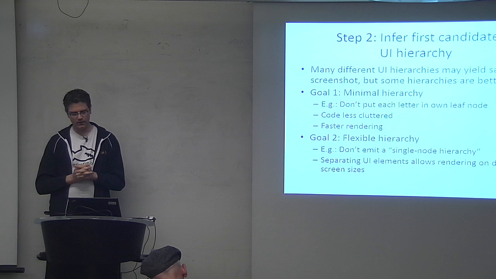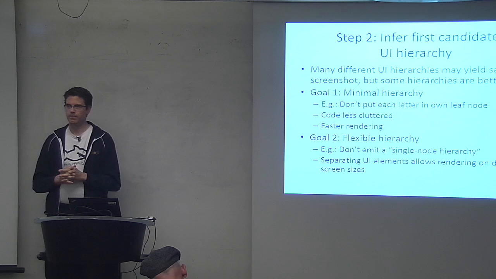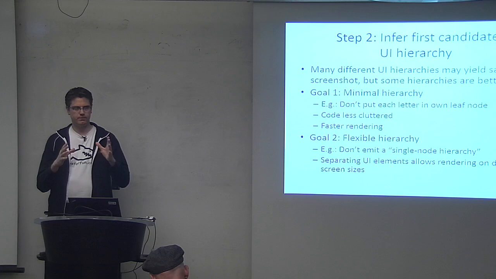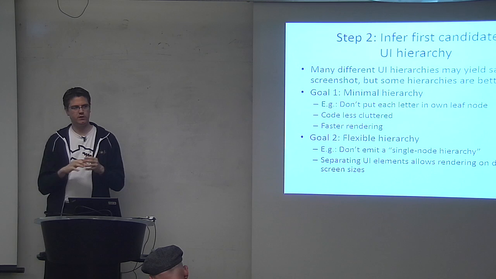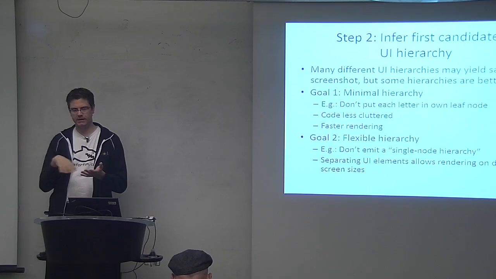And also, it leads to faster rendering, because the way the UI frameworks render is they first render a parent node and then render the children on top of that parent. So whenever you have overlap between nodes, or you have lots of nested children, then you do a lot of overpainting, which can lead to low performance. So basically, you want a small hierarchy.